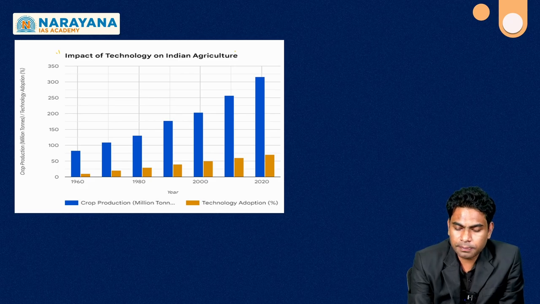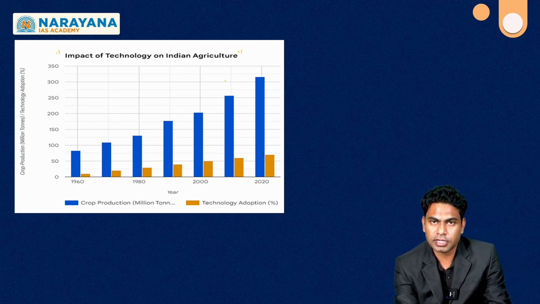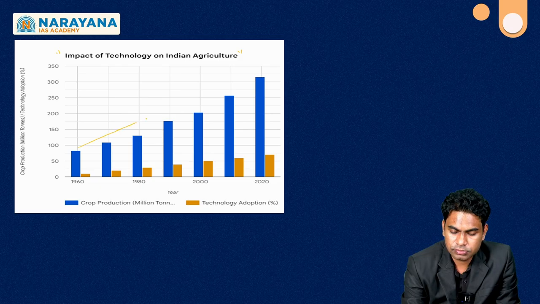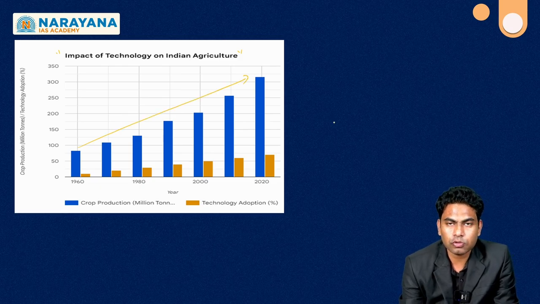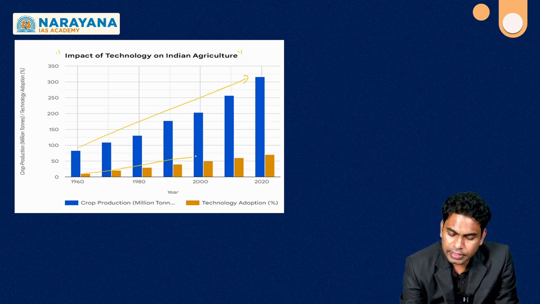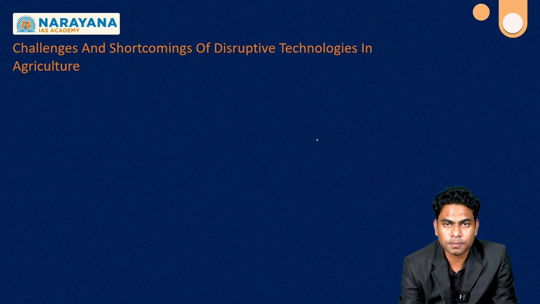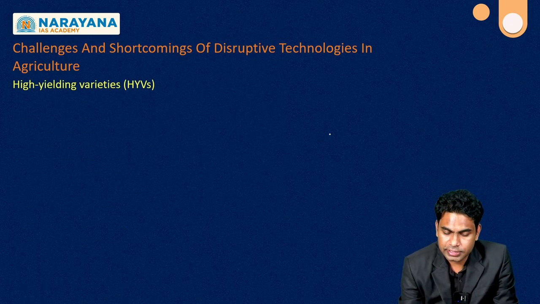Next, we could see the impact of technology in Indian agriculture. The rise in production due to the rise in adoption of the technology in Indian agriculture. Let us look into the challenges.